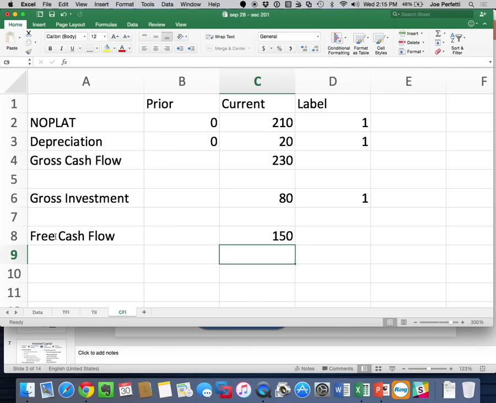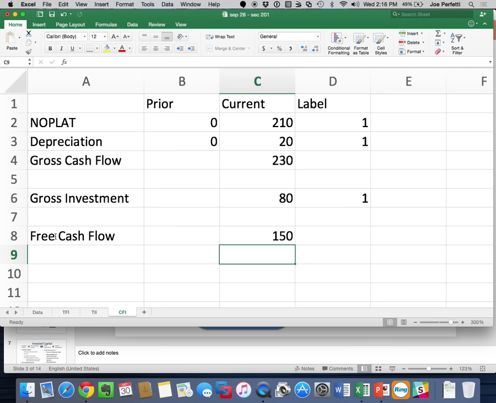So I'm going to treat investment as a positive number, subtracting it from my gross cash flow to get a result for free cash flow. You could choose to add a negative number. So gross cash flow plus a negative gross investment gets to the same answer. And that's just a matter of preference. And to be honest with you, I don't care which way you do it.